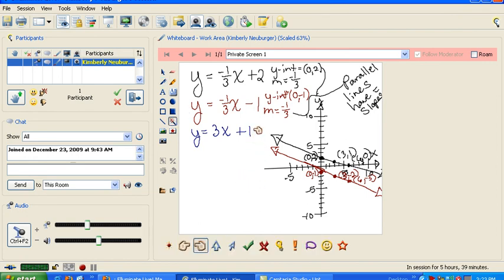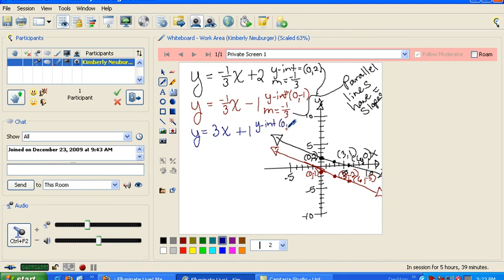Now let's move on to the blue line and graph it. If we take a look at it, the b on it is positive 1. That means our y-intercept is 0, 1. Let's go ahead and plot and label that.